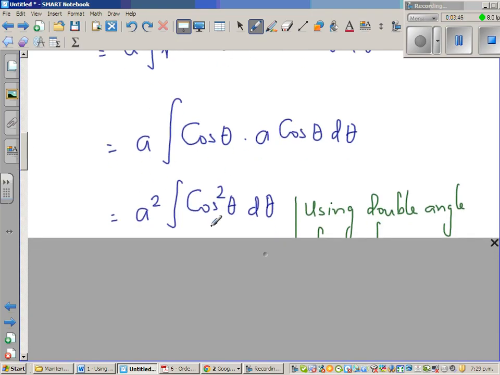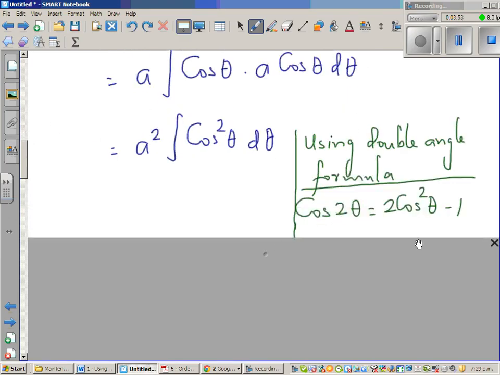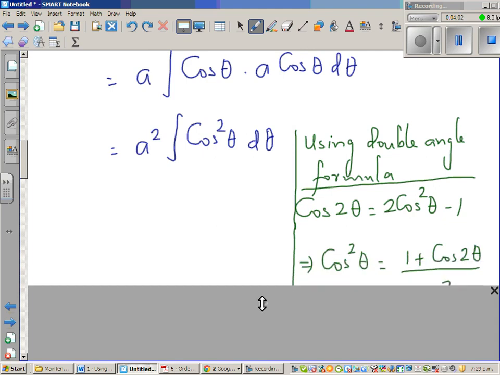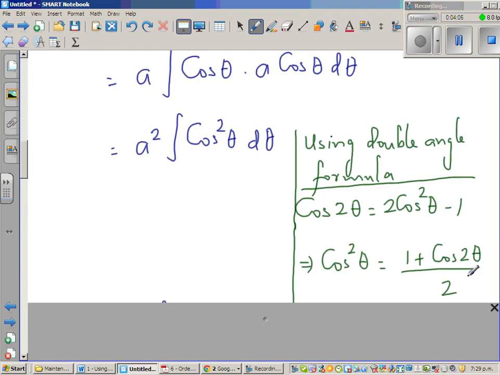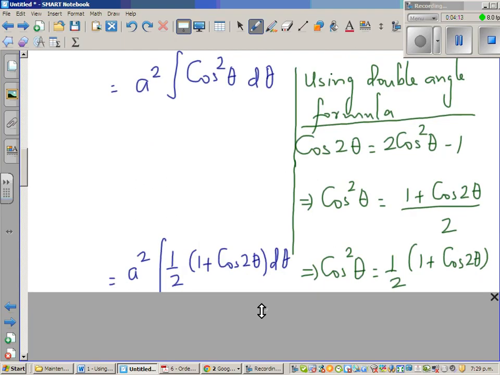Now to integrate this, you can do it in different ways. I'm using the double angle formula. Cos 2 theta is 2 cos squared theta minus 1. This is one of the three formulas of cos 2 theta. So if you make cos squared theta the subject, that is nothing but 1 plus cos 2 theta over 2. And that is the same as cos squared theta is half, you can factor out a half, 1 plus cos 2 theta.